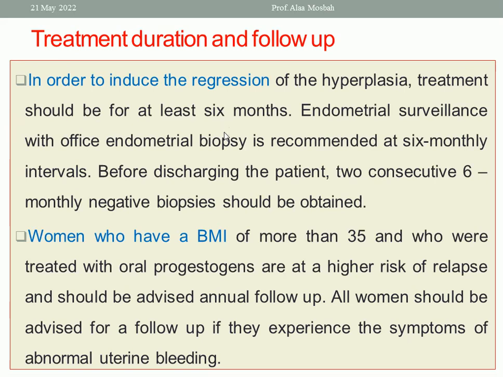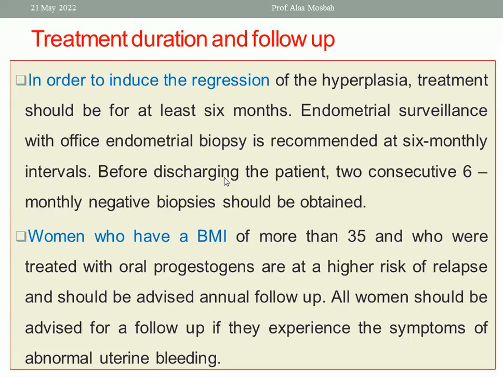What about treatment duration and the follow-up? You should give treatment for 6 months to induce the regression of hyperplasia. Endometrial surveillance with office endometrial biopsy is recommended at 6 months interval, and before discharging the patient as free from the problem, 2 consecutive 6-monthly negative biopsies. So you should take one biopsy after 6 months and another biopsy after another 6 months, and if both are negative, the patient is cured.